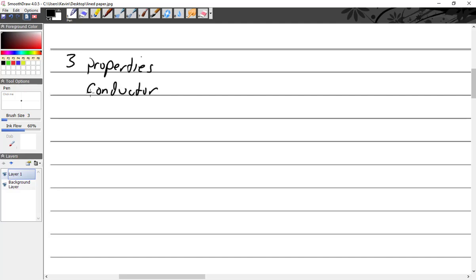What makes something a conductor? Has free electrons. Okay, it has free electrons. How can we figure that out? By the number of shells. The shells and electrons per shell. Has less than half the allowable.